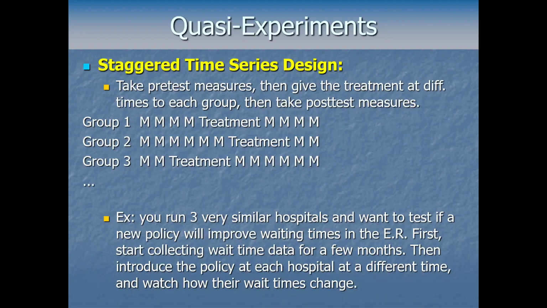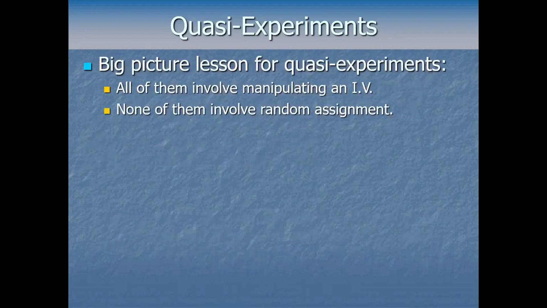So if the measurements were very steady across time, but then they go up and they stay consistently up after treatment and only after treatment at each place, then that would suggest the treatment may have caused the change. So we'll stop there for now, but the big picture lesson to take away when it comes to quasi-experiments is 1, they involve manipulating an independent variable. In all of them, we did something, instituting some treatment or program or experimental manipulation.